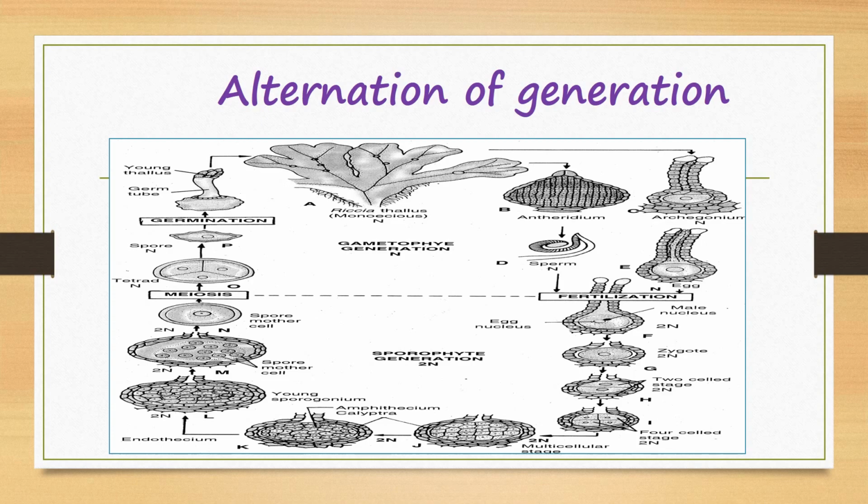In Riccia, there are two distinct generations in the life cycle. They are the haploid, that is the gametophytic generation, and the diploid, that is the sporophytic generation. The gametophyte, that is the antheridia and the archegonia, develop anthrozoids and ova respectively. These anthrozoids unite with the egg, resulting in the formation of a zygote. The zygote is diploid.